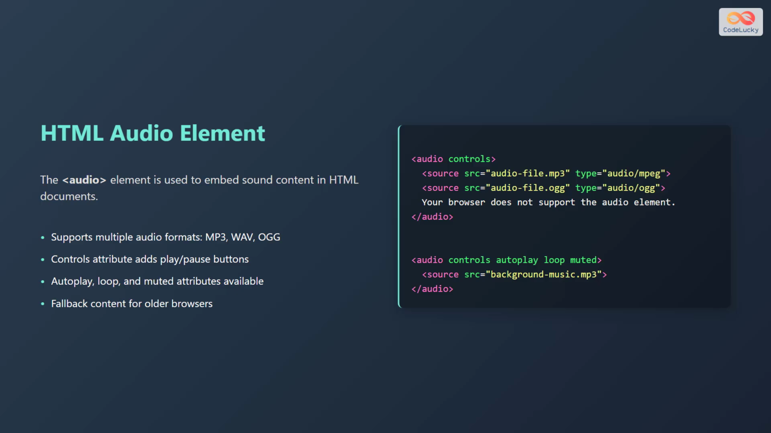The code shows a basic audio element with controls, with source specified for different file types like MP3 and OGG. If the browser does not support these audio elements, the user will be shown the text "Your browser does not support the audio element." The second piece of code shows additional attributes like autoplay, loop, and muted being used with the audio element. In this case, the source file is backgroundmusic.mp3.